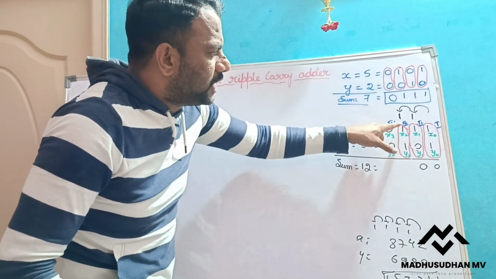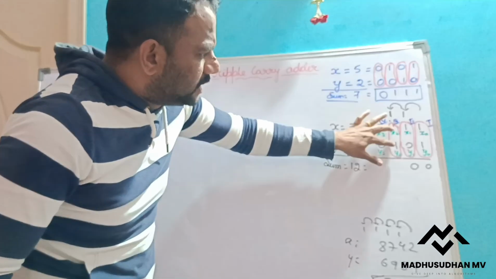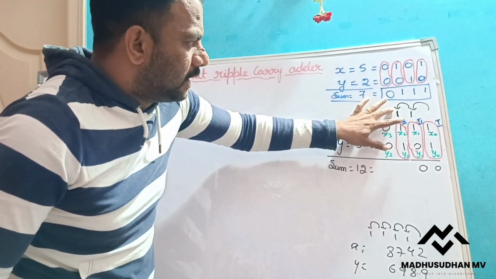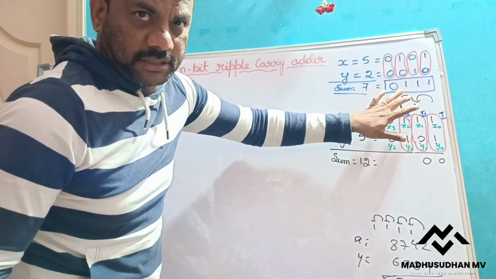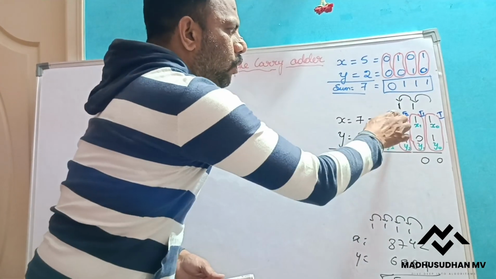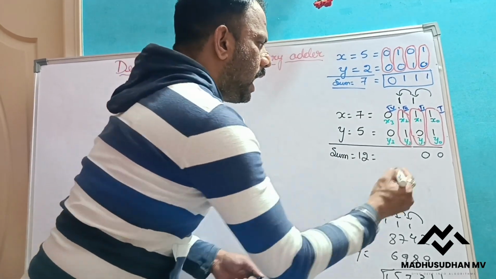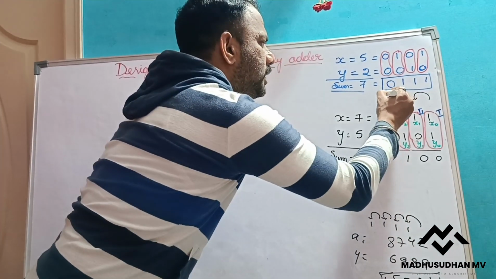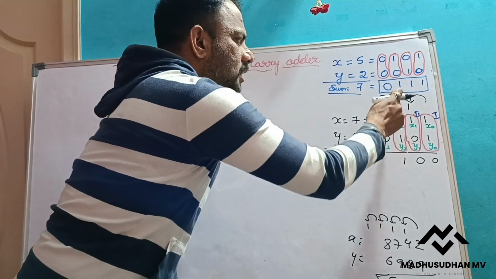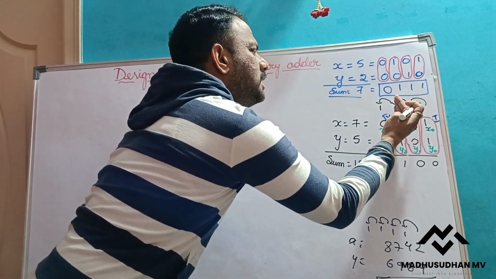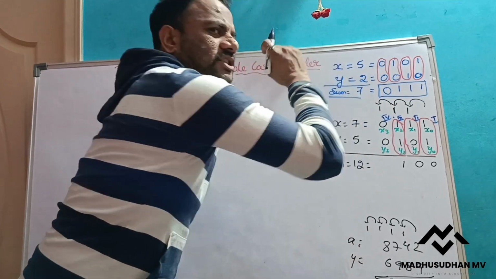Now I am adding the third stage. When I am adding the third stage, I need to add these two bits, and this is the extra carry bit generated in the previous stage. Now 1 plus 1 is 0, 0 plus 1 is 1, and a carry is generated to its next stage. That means the third stage generates the carry. Whatever carry is generated in the third stage is given as input to the next stage.